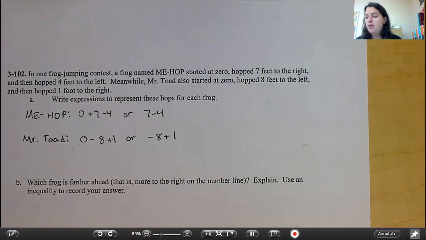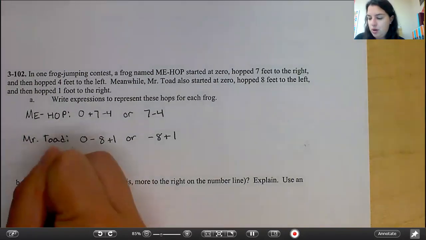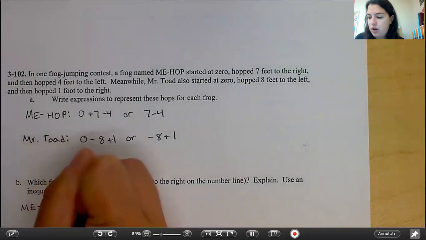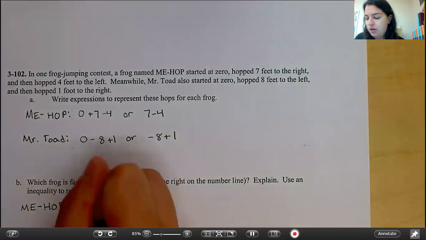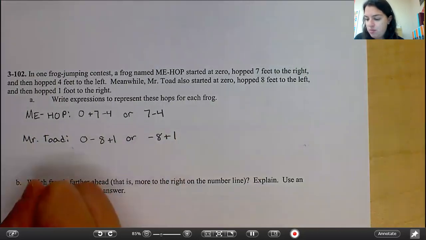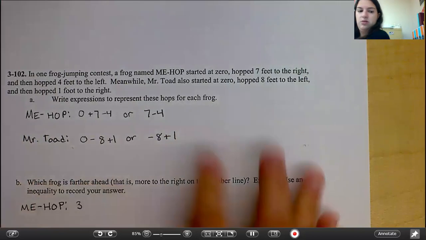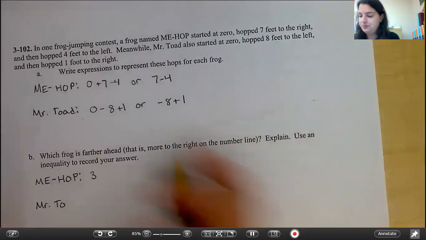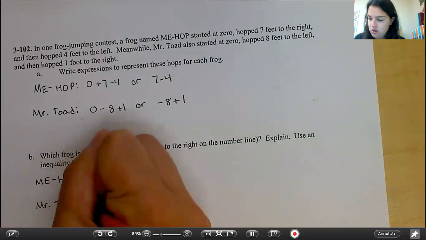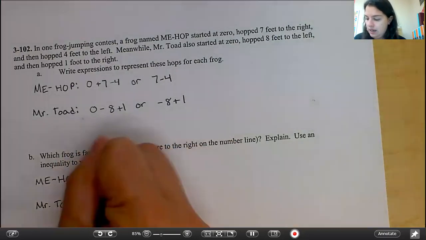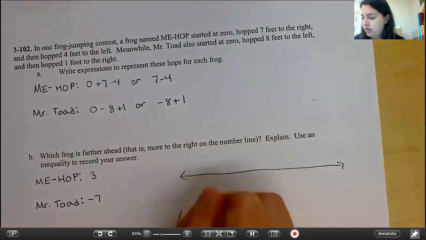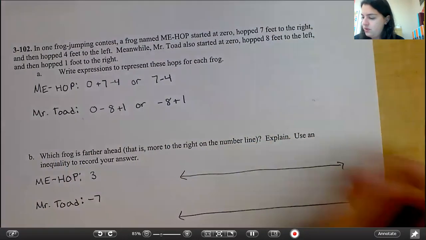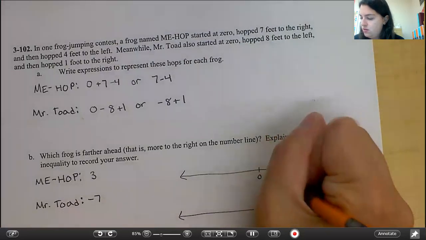Okay, if you are back with me, you have answered part B. So the first important thing that you need to do on part B is figure out where each of the frogs landed. Well, 7 minus 4, Mihop would have landed on 3. Mr. Toad would have landed at negative 7. Okay, and if we weren't sure, let's draw our two number lines. And here's 0, 1.